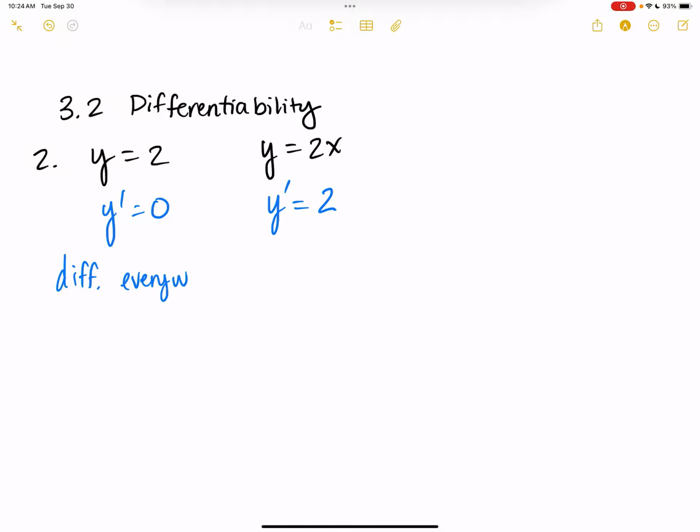Differentiable everywhere except at x equals 1. And essentially I can also see that to an extent because that would technically be a corner there. But sometimes they can be a little misleading, so I like to show the actual reasons behind them.